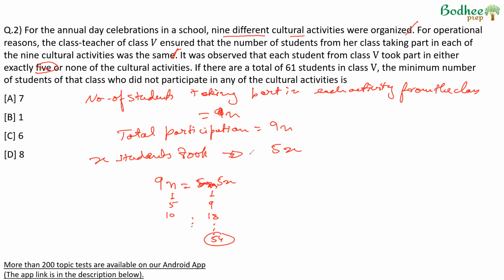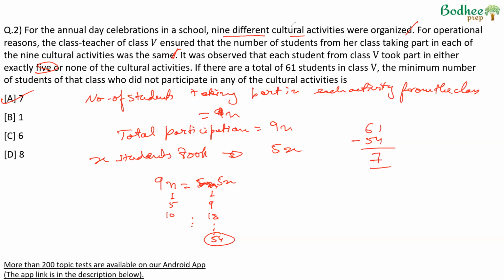In which case, the number of students who would not have participated in any of the activities will be 61 minus 54, which is 7. When the participation is maximum, the number of people not participating will be minimum. So this becomes our answer, 7.